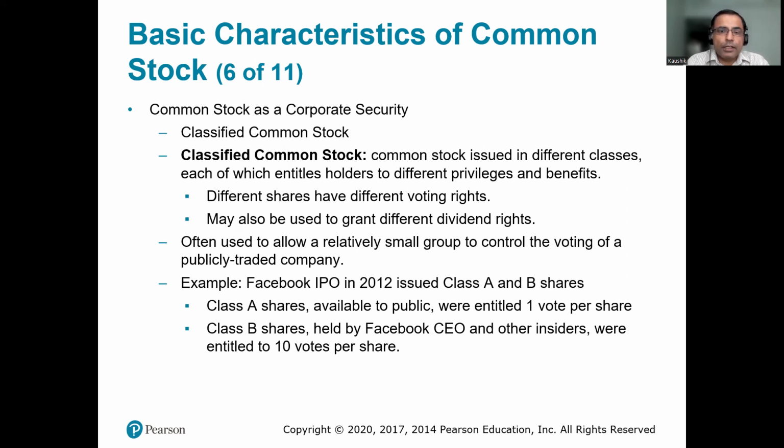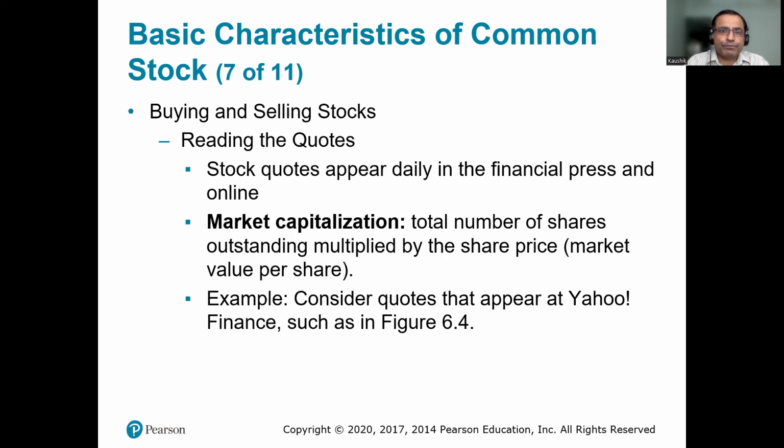classes of share. Class A share is available to the public and it allows one vote per share. Whereas Class B shares are available to the top management and other company insiders. In this case, the shareholders are able to exercise 10 votes per share. The idea of having different classes of share is to give more voting rights to a certain group of shareholders, mostly company insiders and top management.